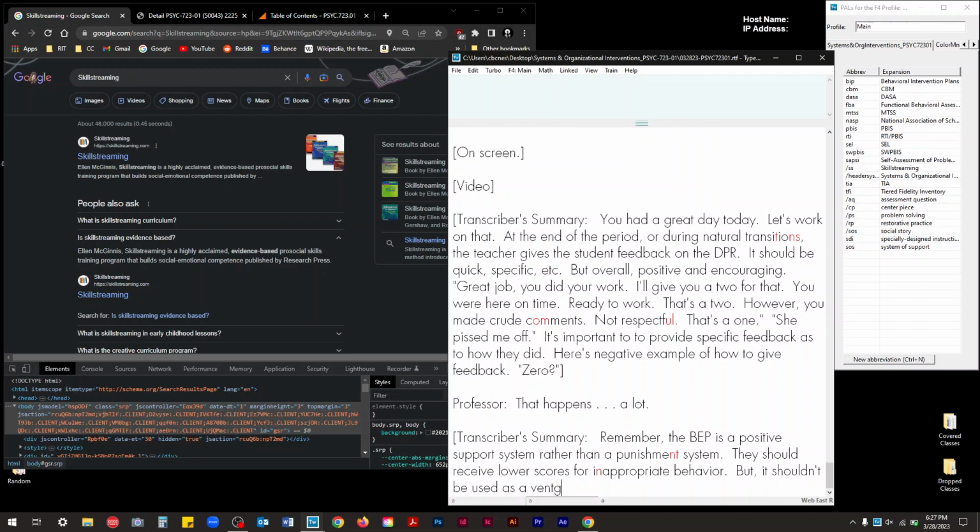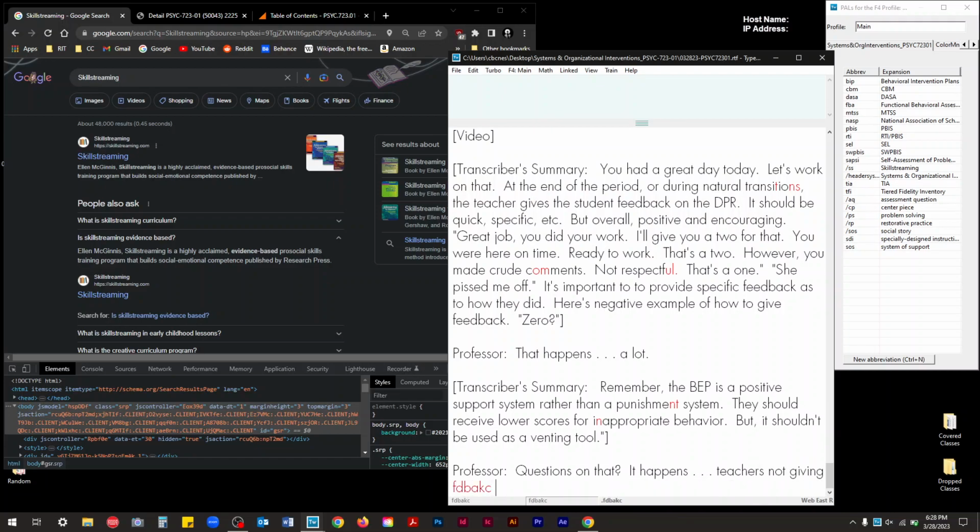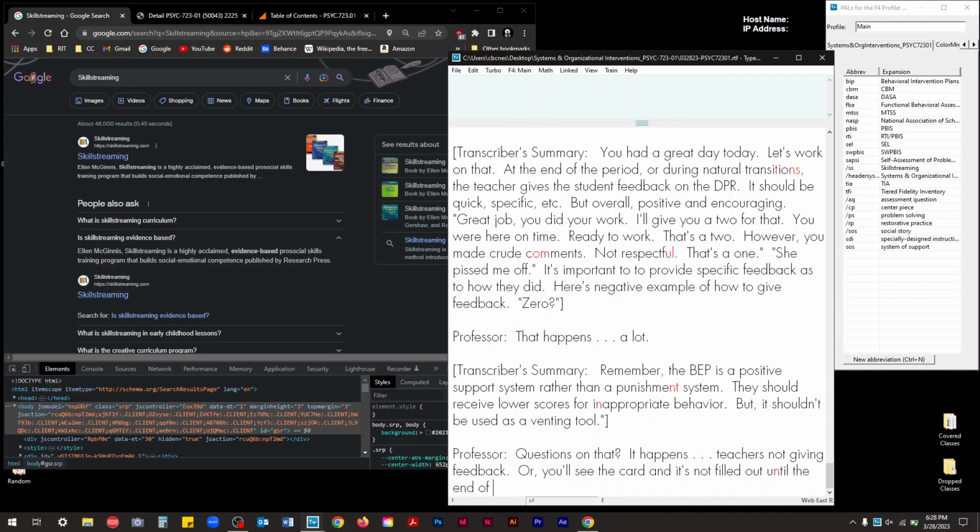Questions about that? So that happens, like teachers aren't giving feedback, or what you'll see also is that you'll check in on their daily report card and nothing has been filled out, and they'll fill it out all at the end of the day. It's not how this works. There's something wrong. We need to go back to the teacher and make sure that they're giving that feedback after every period.